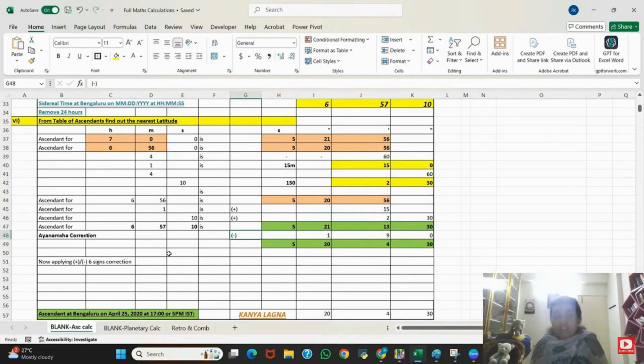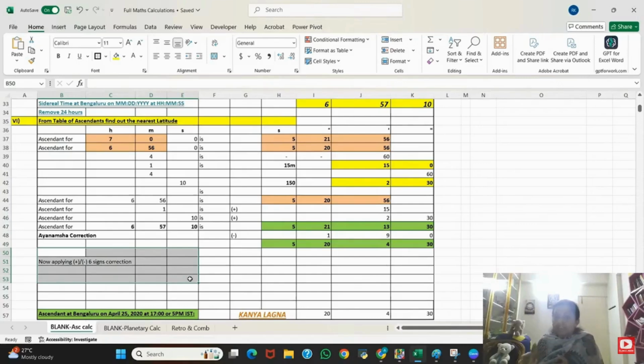So now with the deduction of ayanamsha, this becomes the proper sidereal degree in the zodiac, sidereal time in the zodiac, that is in the Bhachakra. So it is 5 signs past 20 degrees 4 minutes 30 seconds. Now we don't have to apply any more corrections for this place because it is in the northern hemisphere. Suppose it was a southern hemisphere place of birth, then we have to put plus or minus 6 signs correction.